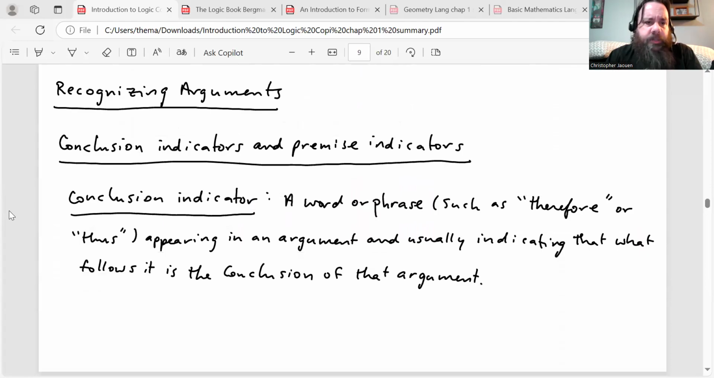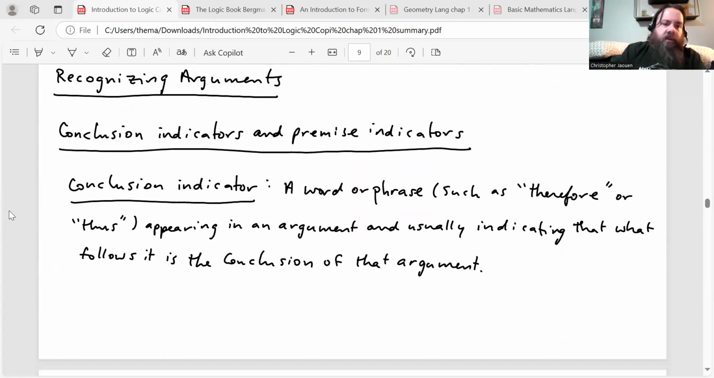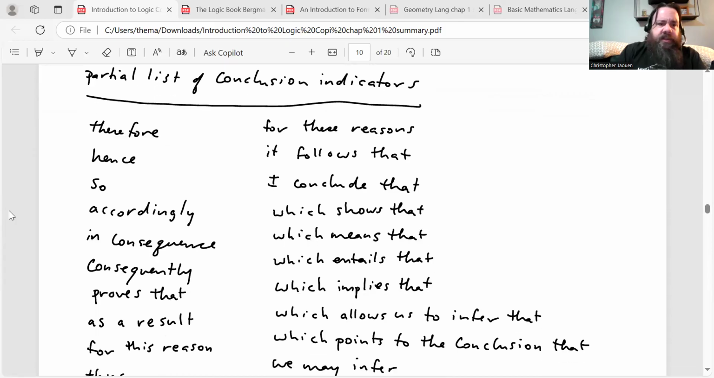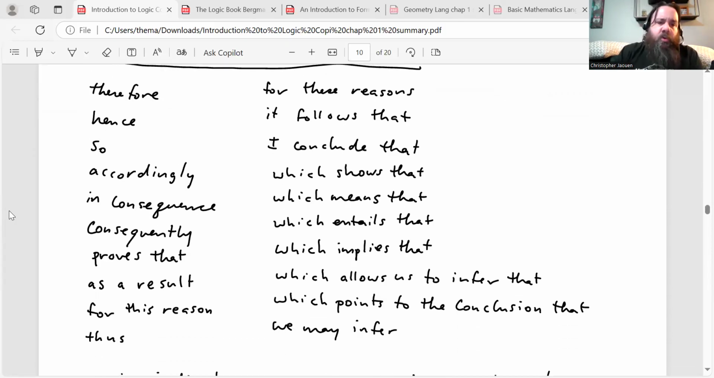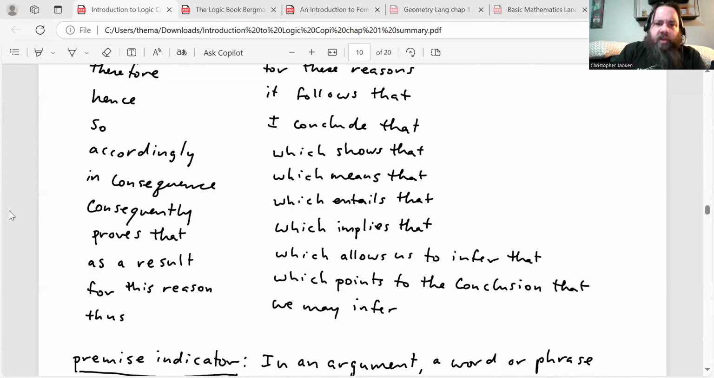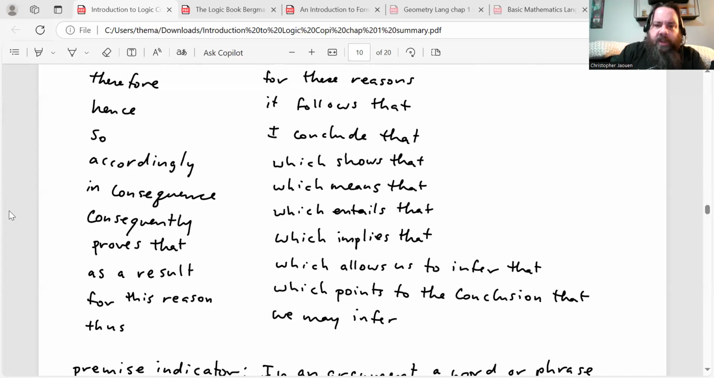Recognizing arguments: conclusion indicators and premise indicators. We'll start with a definition of a conclusion indicator: a word or phrase such as "therefore" or "thus" appearing in an argument and usually indicating that what follows it is the conclusion of that argument. Here's a partial list of conclusion indicators: therefore, hence, so, accordingly, in consequence, consequently, proves that, et cetera. I'll let you pause the screen if you want to see them all. I won't read them all out.